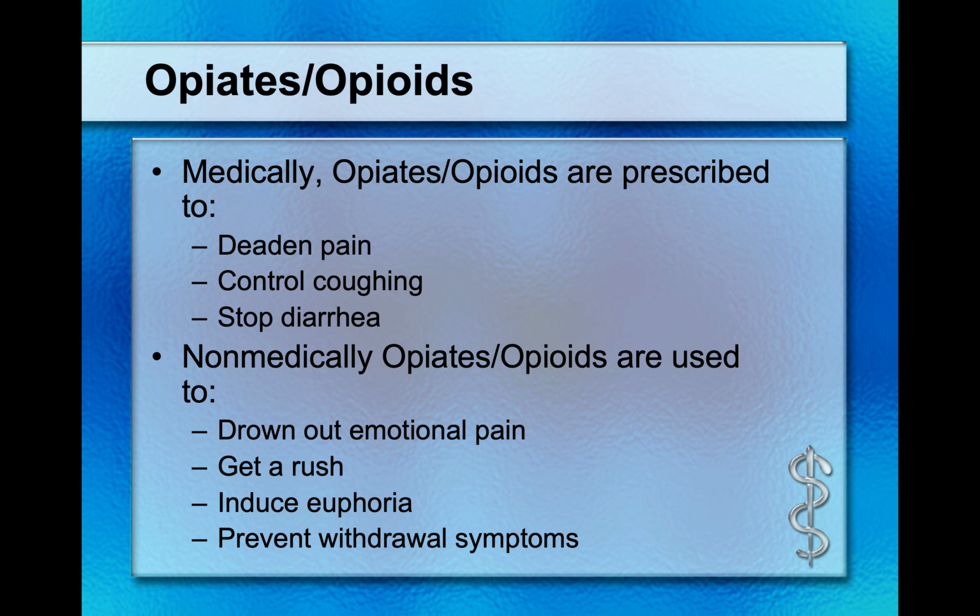Medically, opioids are prescribed to deaden pain, to control coughing, and to stop diarrhea. Non-medically, opioids are used to drown out emotional pain, to get a rush, to induce euphoria, and to prevent withdrawal symptoms.